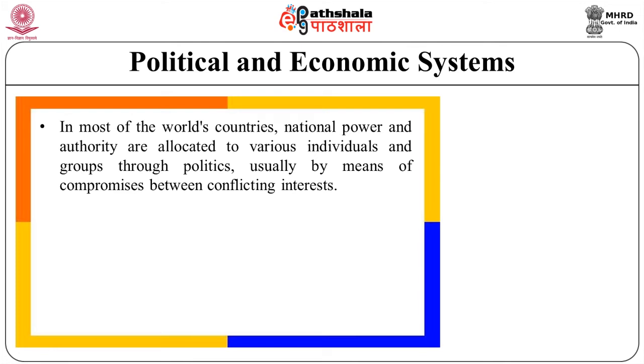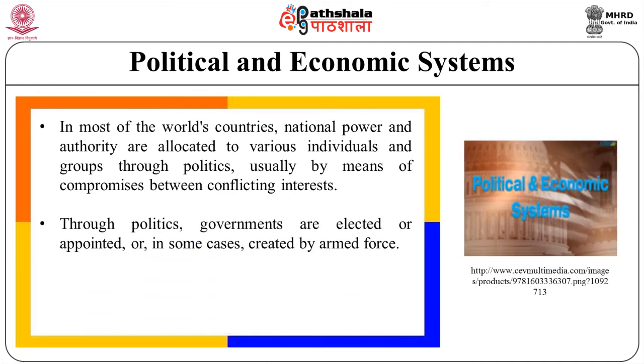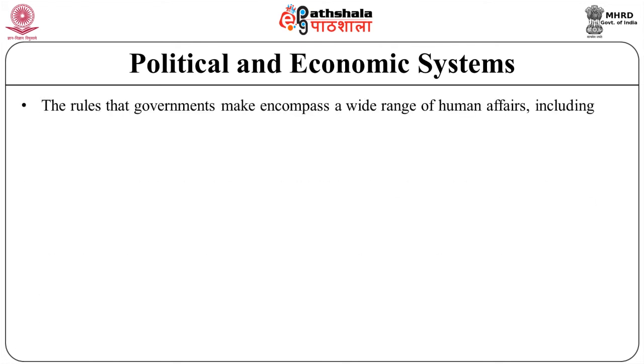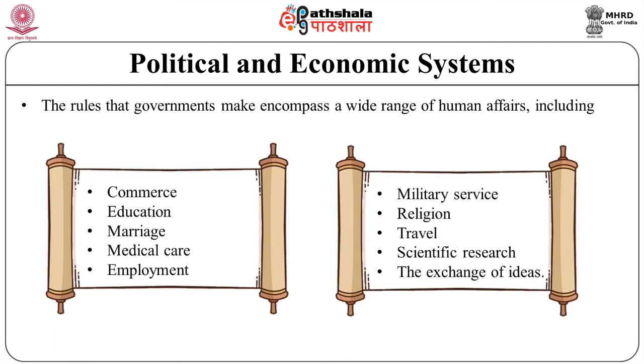Political and economic systems. In most of the world's countries, national power and authority are allocated to various individuals and groups through politics, usually by means of compromises between conflicting interests. Through politics, governments are elected or appointed, or in some cases created by the armed forces. Governments have the power to make, interpret and enforce the rules and decisions that determine how countries are run. The rules that governments make encompass a wide range of human affairs including commerce, education, marriage, medical care, employment, military service, travel, scientific research and the exchange of ideas.